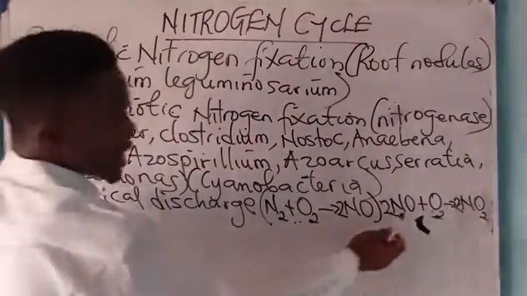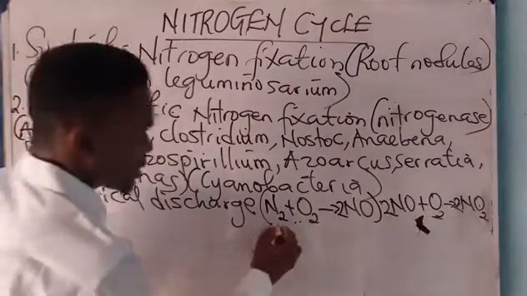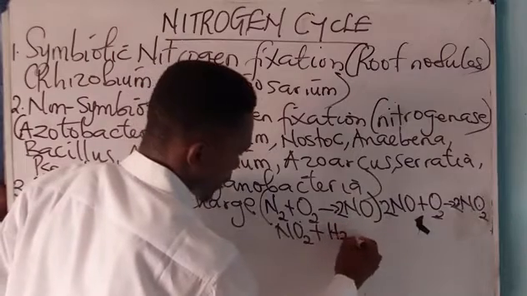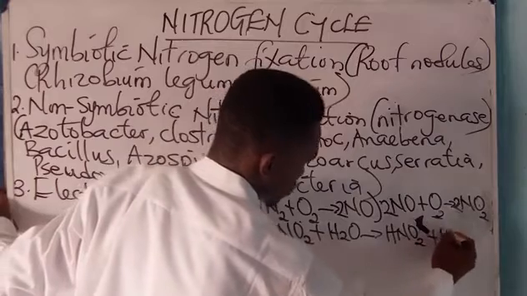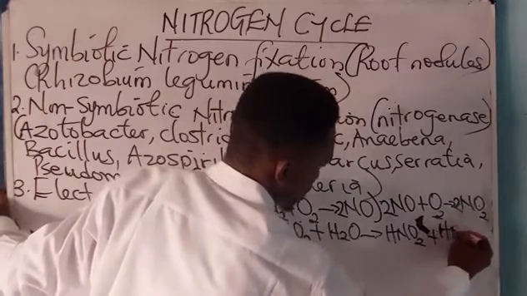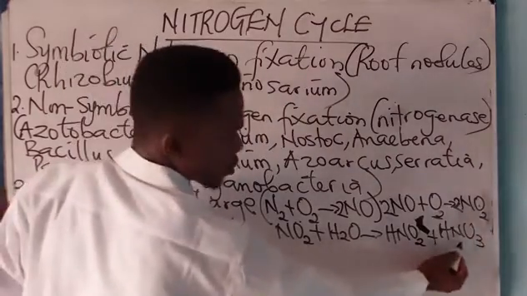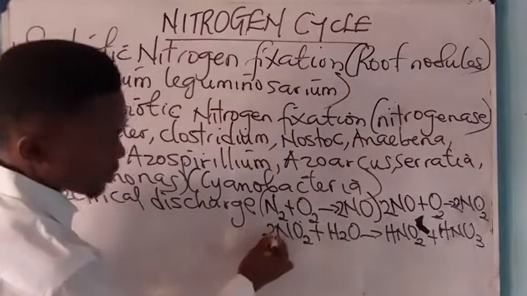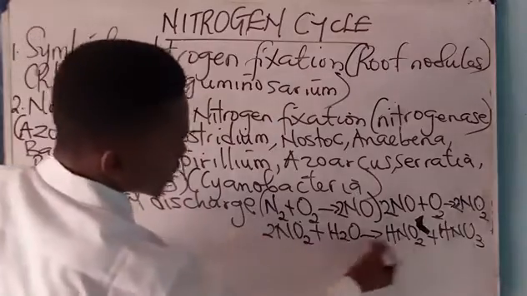As soon as this NO2, which is called nitrogen 4 oxide, is produced, it reacts with water. It reacts with water to form HNO2 and what? HNO3. This is nitrites and this one is what? Nitrates. You see that? So I think I'll put 2 here. Is that correct? Yeah. So the equation is balanced.